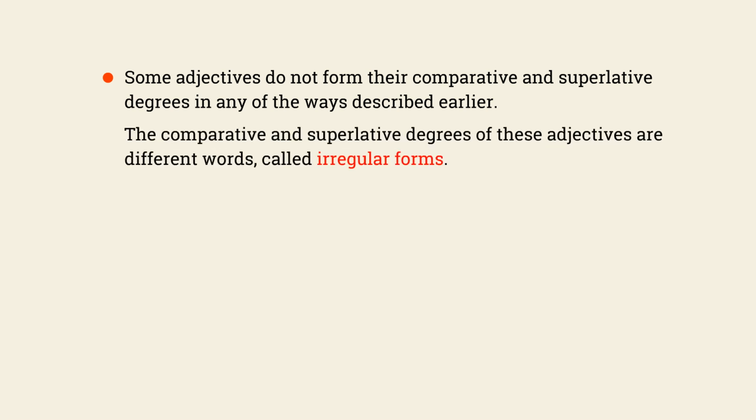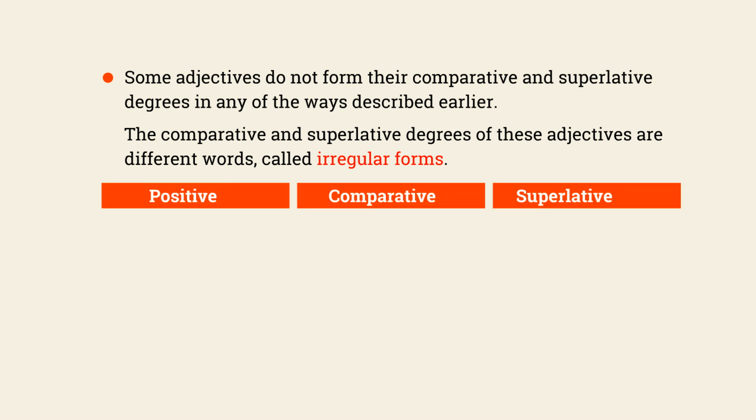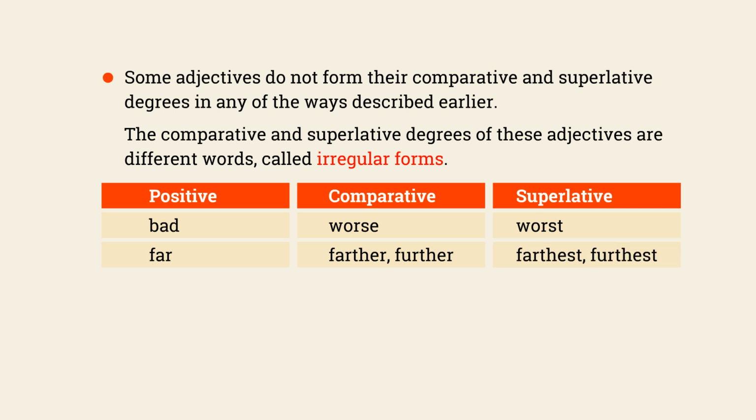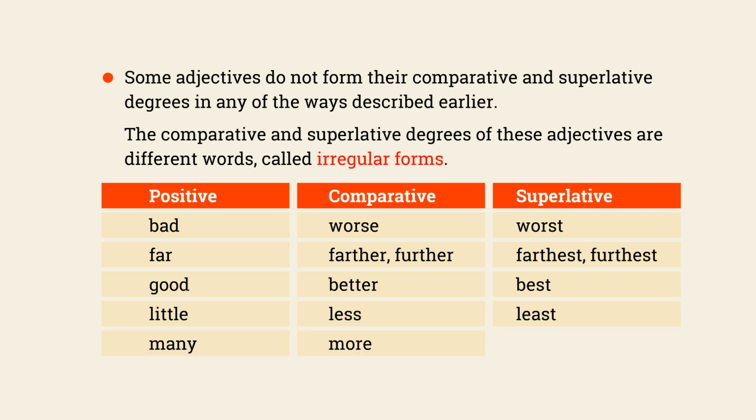The comparative and superlative degrees of these adjectives are different words called irregular forms. Positive, comparative, superlative. Bad, worse, worst. Far, farther, further, farthest, furthest. Good, better, best. Little, less, least. Many, more, most.